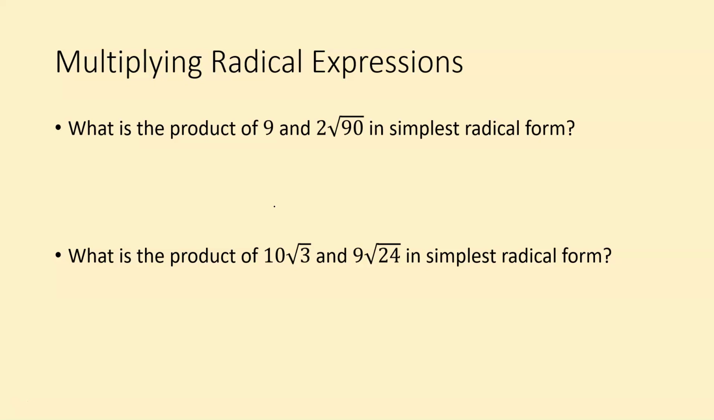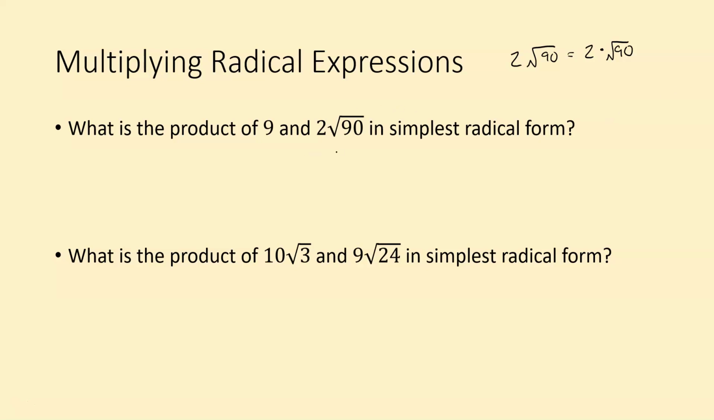So here our first question is, what is the product of 9 and 2 square root 90, in simplest radical form? So one thing to note when we're talking about the product of radical expressions is, let's take a look at this 2 root 90 for a second. This right here is already a product of something. It is the same thing as 2 times root 90. And that's something to note.